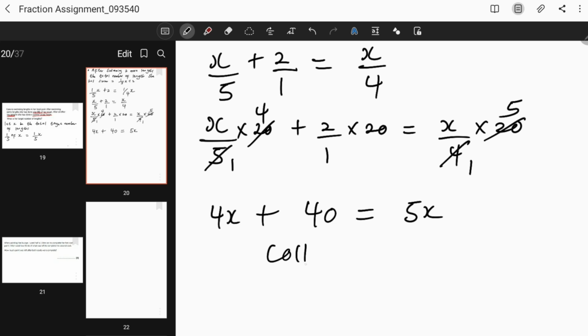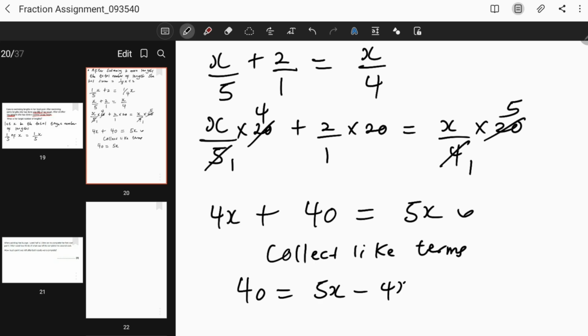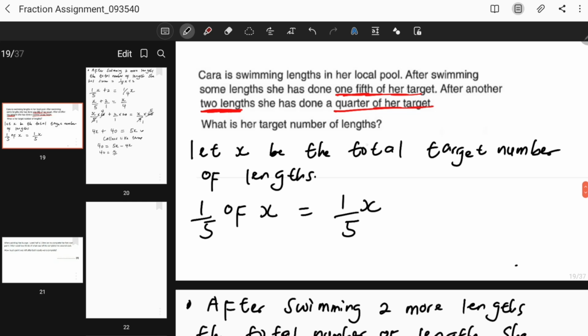So let's collect like terms. 4x will go to 5x, and when that happens, the sign will change, so that I have 40 equals 5x minus 4x. So 40 is equal to x. So the total length is equal to 40, which means we've actually solved this problem. Our target length is 40. Remember, there's no unit, so we can just report our answer as 40.